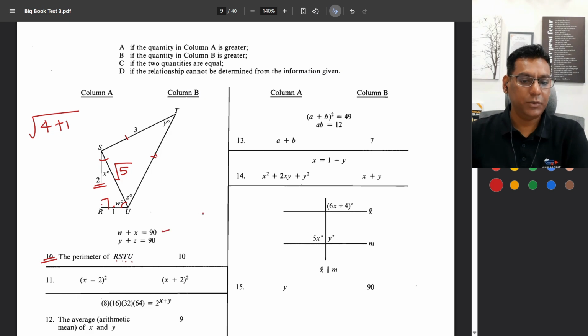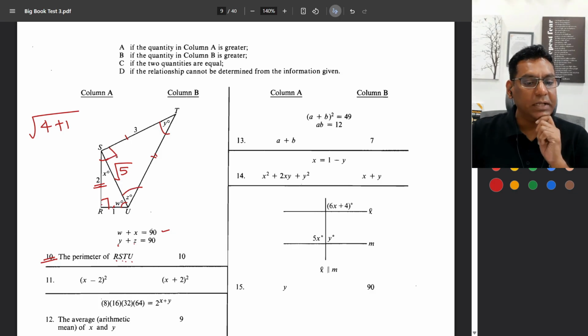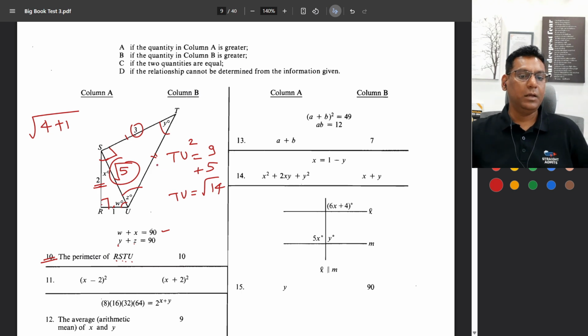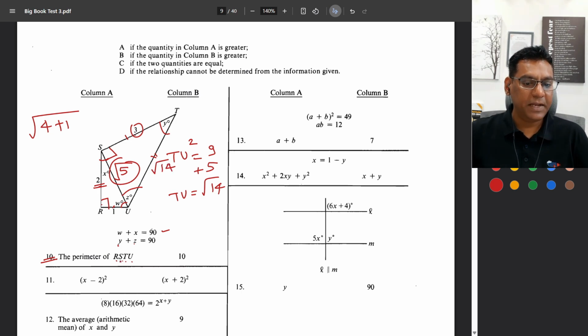So I use this information. Now y plus z. So where is y? Y is here. Y plus z is also 90. That means this is also 90 degrees. So using the Pythagorean rule for TU, TU square is going to be this square, that is 9, plus this square, that is 5. So 9 plus 5 is 14, so TU is root 14. Now I got this root 14. So the perimeter of RSTU is 1 plus 2 plus 3 plus root 14.